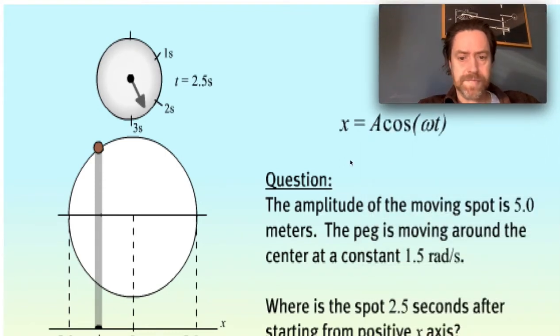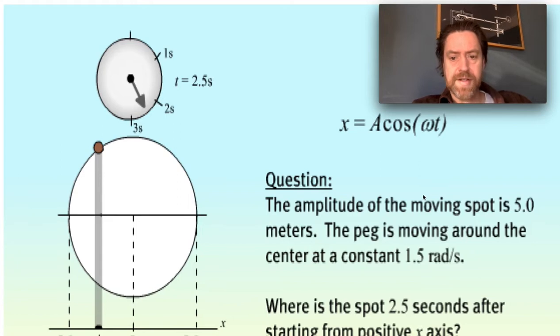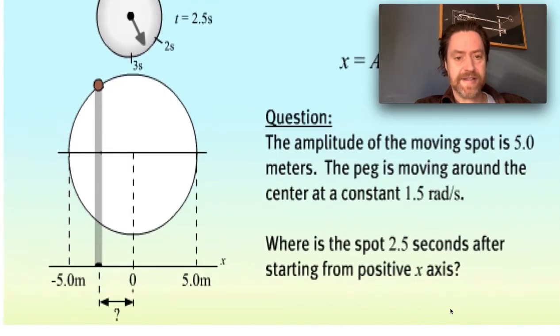Right. So here's our question. We've got a moving peg, or a moving spot, is 5 meters. That's the amplitude. And the peg is moving around the center at a constant 1.5 radians per second. That's our angular velocity. Where is the spot 2.5 seconds after starting from the positive x-axis?